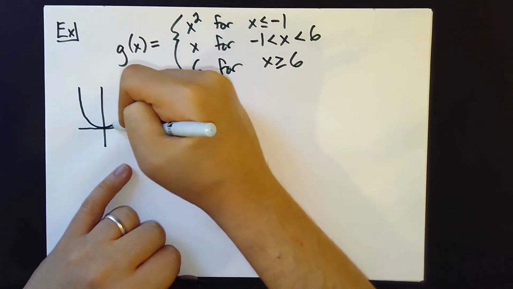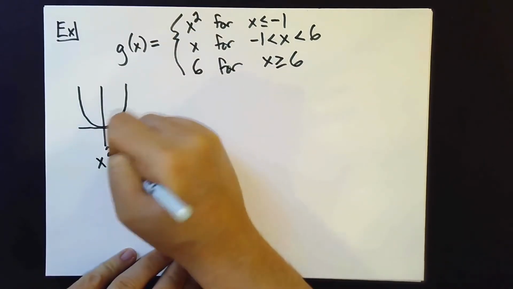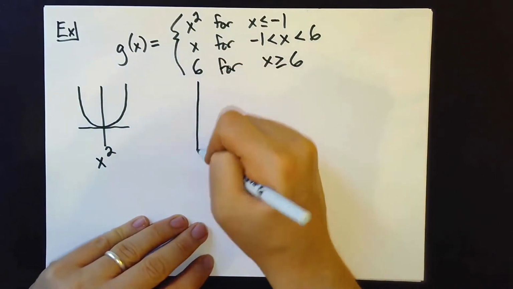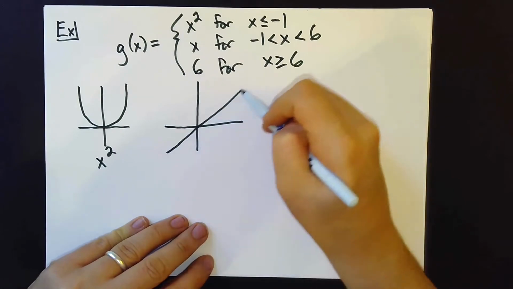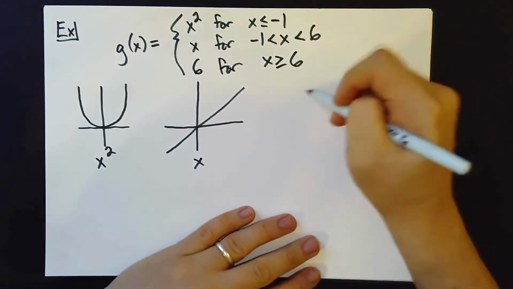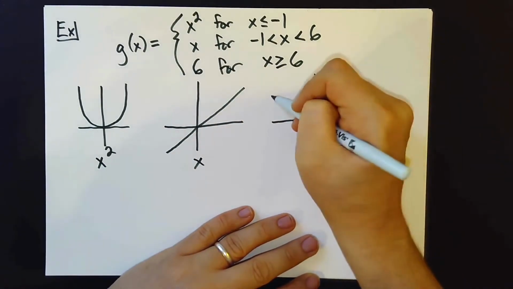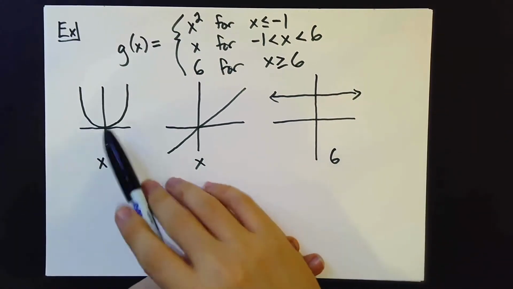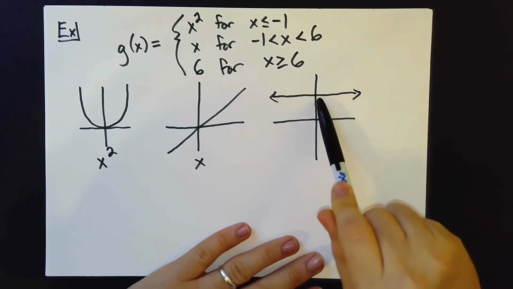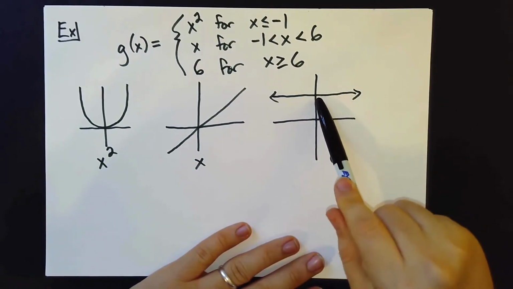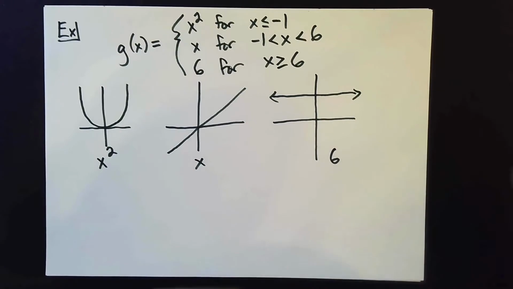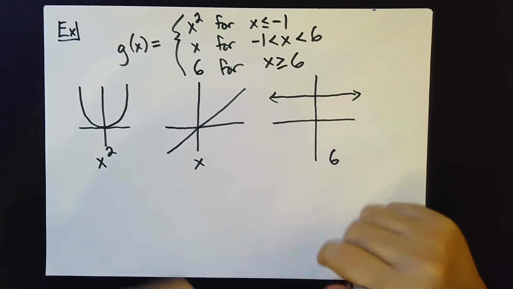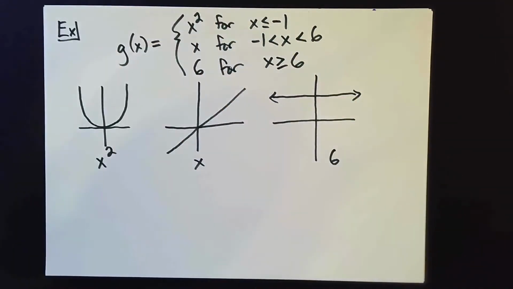x squared looks like that. x looks like this. And 6 looks like that. It is a horizontal line. So the question is, how do these three things get mushed together into one graph of a function? And I can't just stick them on top of each other. It doesn't work out quite like that.